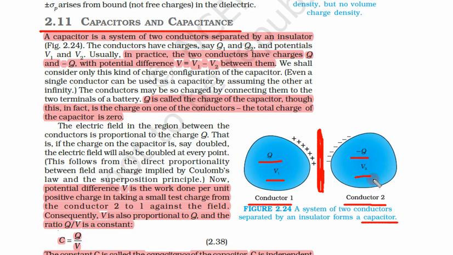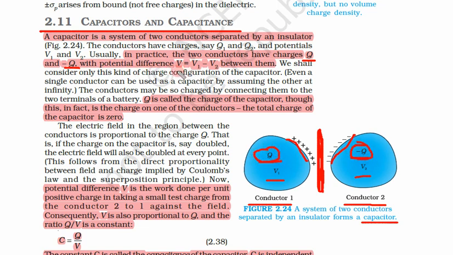So on this conductor the potential is V2 and there is a charge minus Q. This has positive charge, this has negative charge. So let us say the conductors have charges Q1 and Q2 and potentials V1, V2. But in reality, these conductors have charges Q and minus Q. Both have equal but opposite charges. One is negative, another one is positive.